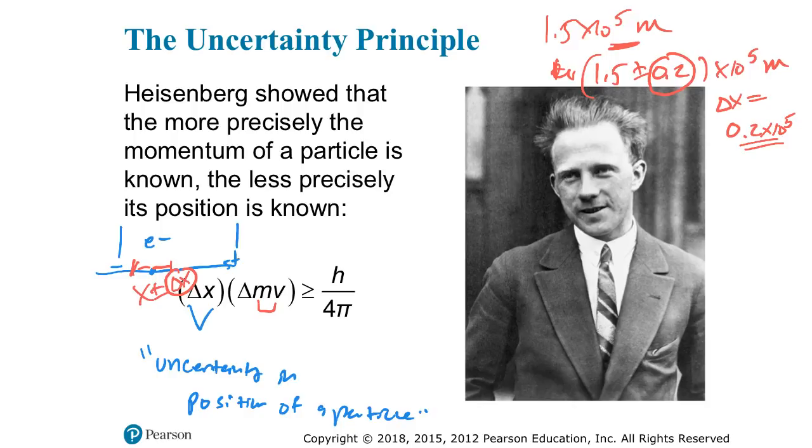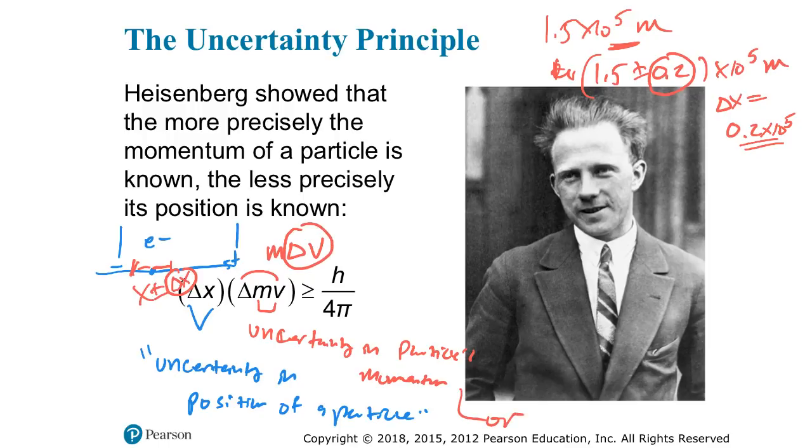So delta mv would be the uncertainty in the momentum of the particle. So this is the uncertainty in the particle's momentum. And then the mass is usually fairly constant, so you might actually write this as m delta v. So this is really the uncertainty in the velocity of the particle. So the uncertainty in the particle velocity.